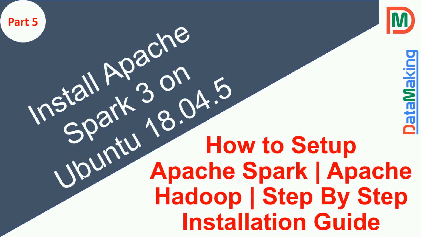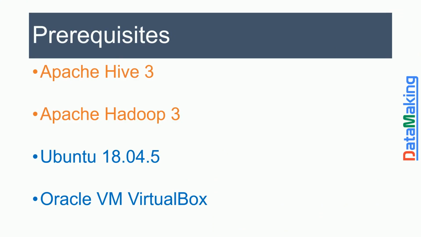In this video we are going to focus upon how to install Apache Spark 3 on Ubuntu 18.04 operating system. In this video series we are seeing how to set up Apache Spark, Hadoop and other ecosystem components. This video will be focusing on how to install Apache Spark. The version which I am going to install is Spark 3.0.1.